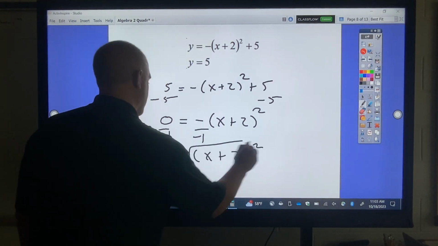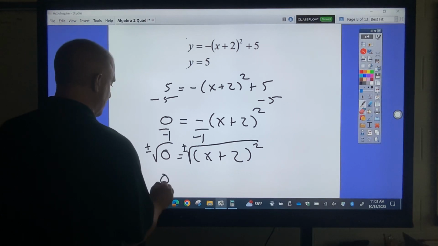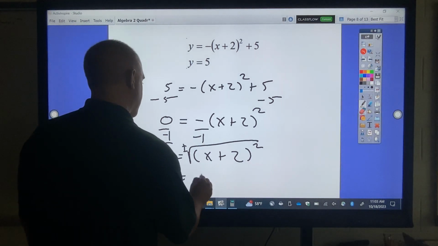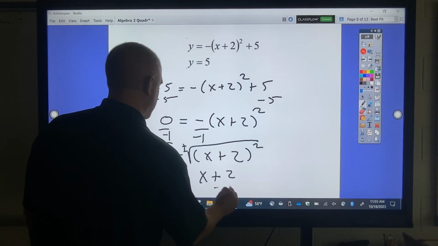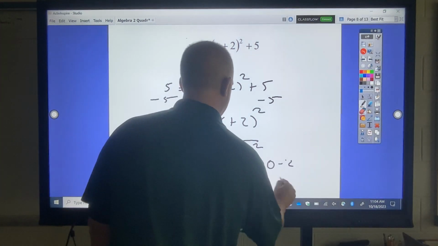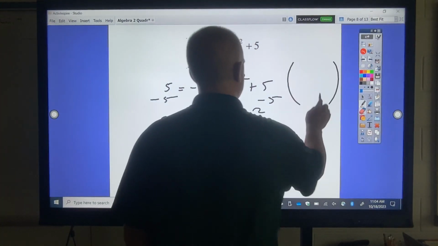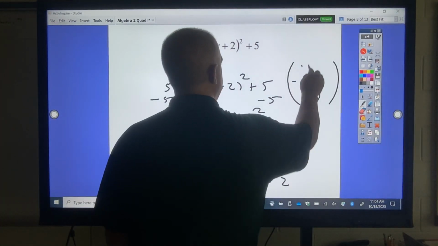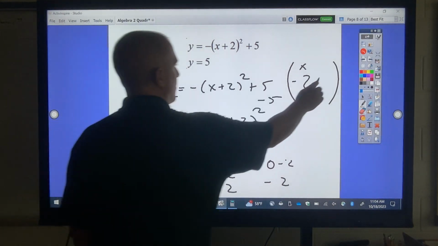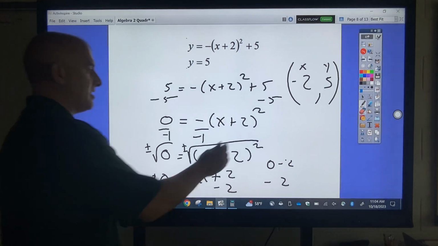I would take the square root of this, plus and minus. Square root of this, plus and minus. Well, square root of 0 is 0. Okay, this is going to be x plus 2. So I solve this. This is minus 2. Okay, so 0 minus 2 would be negative 2 for x. Okay, and then so that would be my x coordinate. Well, what's convenient about here is they're telling me y is 5. So I'm done. Okay, all right, that's how simple that one is.